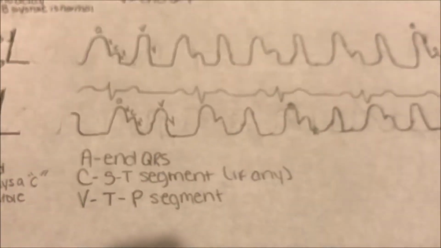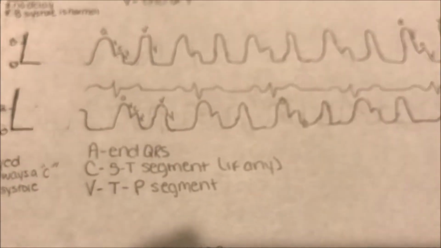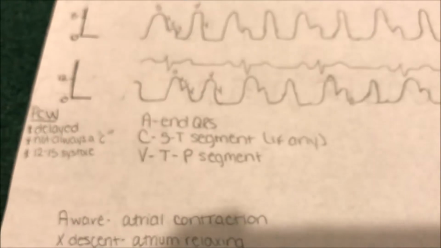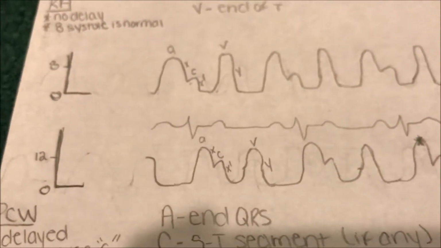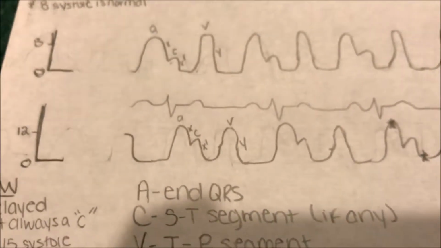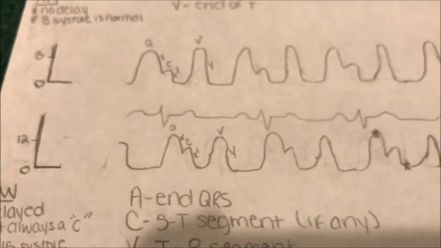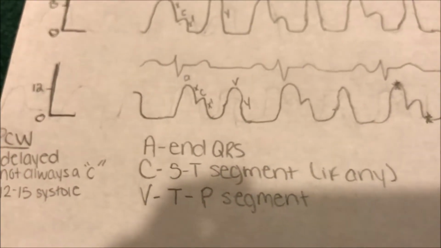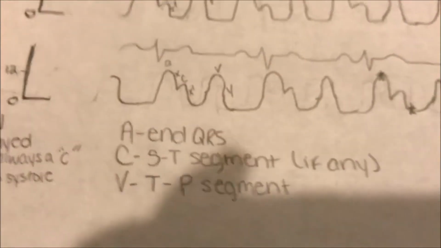There's not always a C wave. I drew it with a C wave, but there's not always a C wave. Then the scale for the right atrial goes from 0 to 8. Typically, the 8 is where you'll see around the A and the V wave. For the left atrial, the PCW, it's a lot higher, so you'll go up to probably about 12.